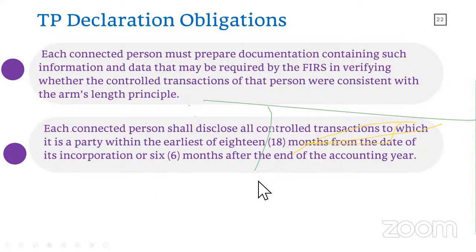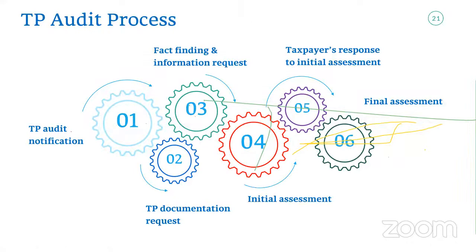Now, after the TP audit notification, of course, there will be TP documentation requirements, right? Also, there'll be fact-finding and information requests. The information requests will be the tax authorities requesting, on the basis of the intercompany transactions that have happened, this particular documentation and information so as to be able to do justice and to see whether there will be a transfer pricing adjustment to the intercompany transaction. After all that, of course, there'll be an initial assessment. When they do the initial assessment, they're going to notify you. Then there'll be the taxpayer's response to the initial assessment. And once they sit down, there'll be a final assessment.